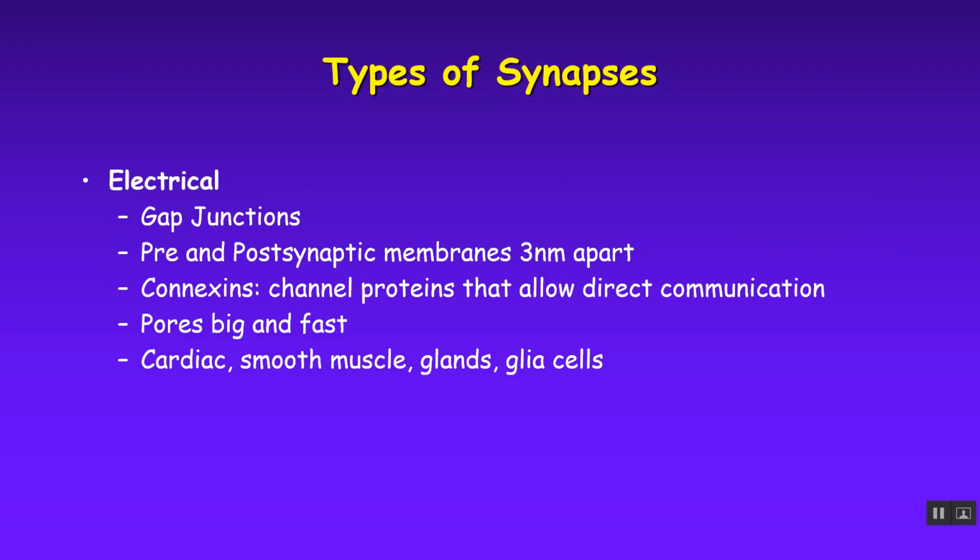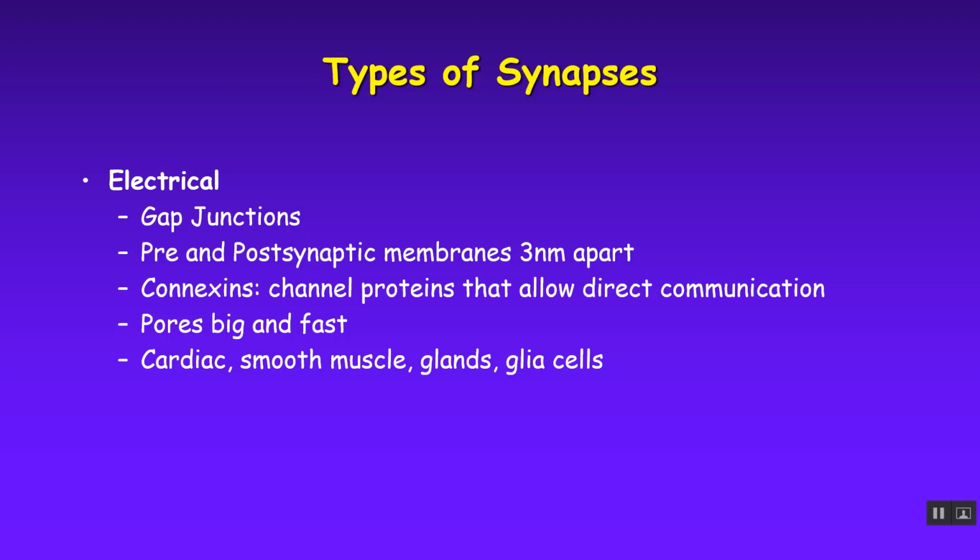We have two major types of synapses. The first is an electrical synapse, and we'll just briefly talk about that. It uses what's called gap junctions, which are just these junctions that are directly connecting two cells together. You tend to see these more between muscle cells and glandular cells. Some of your glial cells, like the astrocytes, also have these gap junctions.